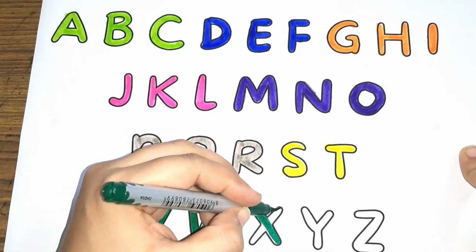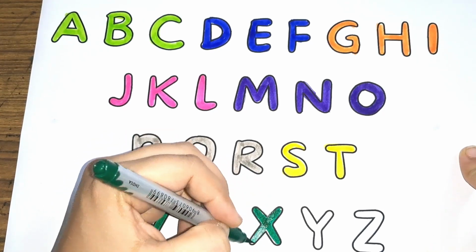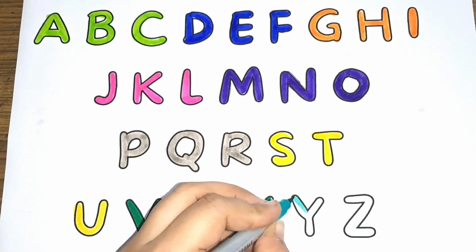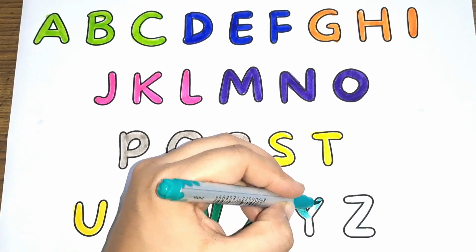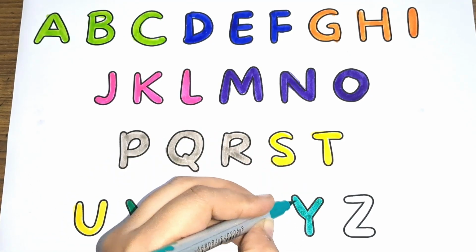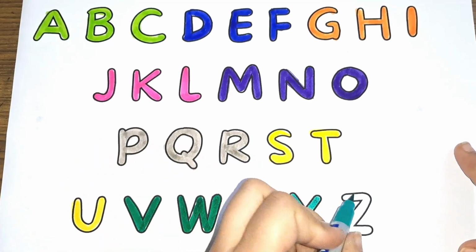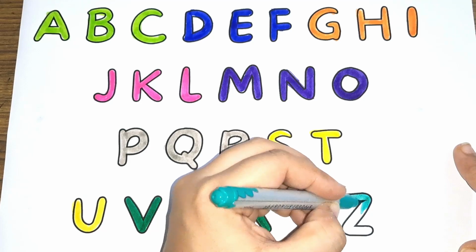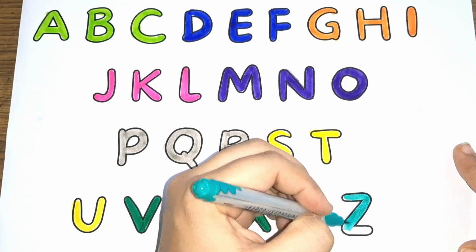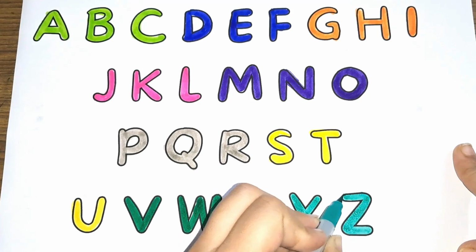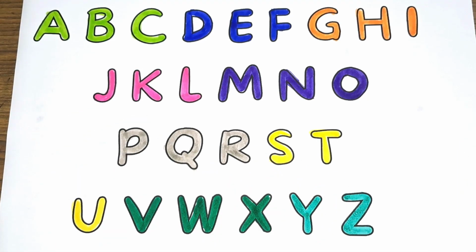X, box. Y, yarn. Y for yarn. Z, zoo. Z for zoo. There you go.